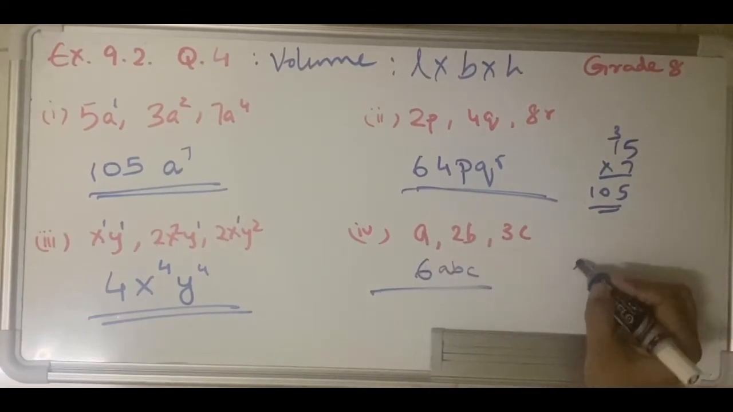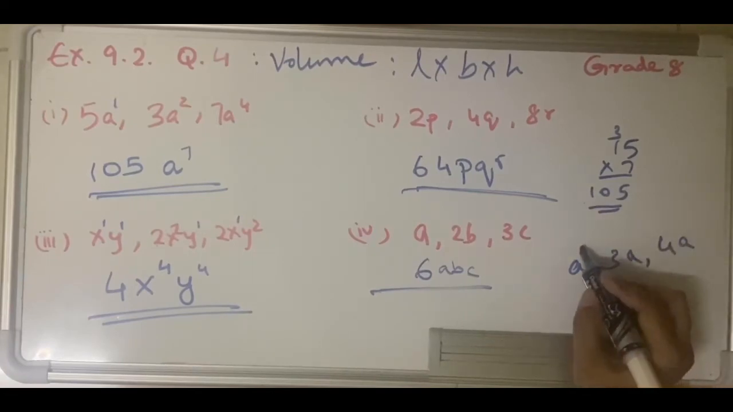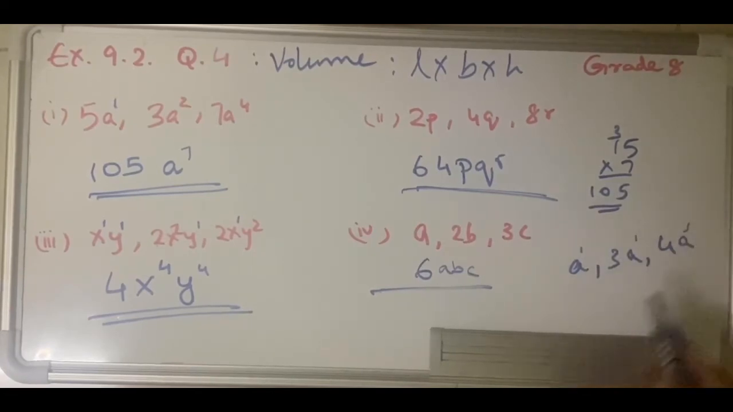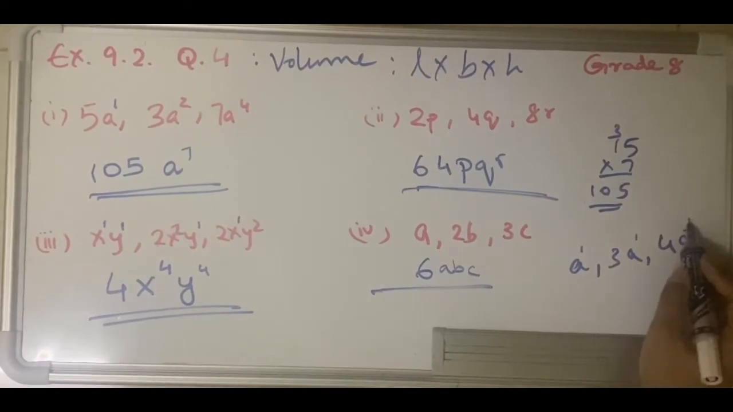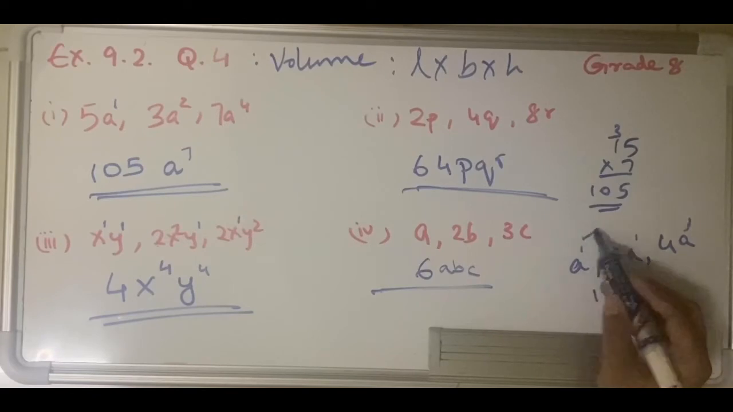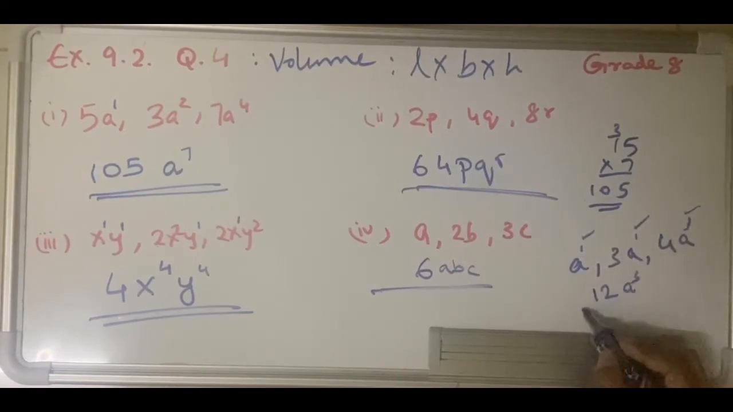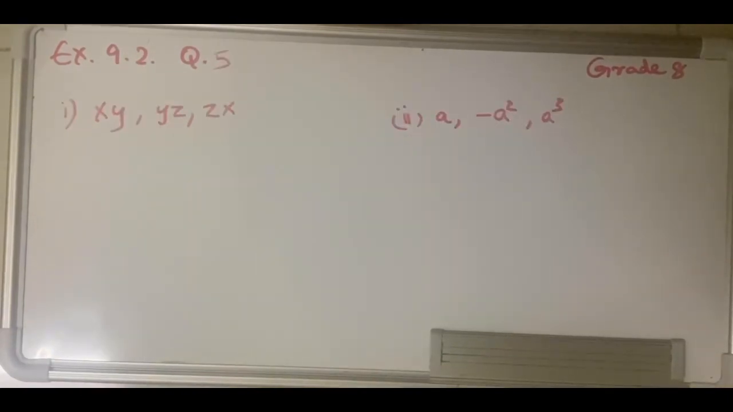Yeah. So if it was a, 3a and 4a, then what I can do, I can consider all the a's to be having exponent 1. So the numbers I multiply, I get 12, and for a I can simply add up the exponent, which is 1 plus 1, 2 plus 1, 3. So 12, a raised to 3. Clear? Let's move on to question number 5.